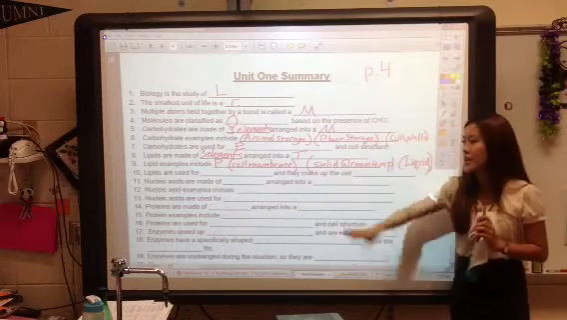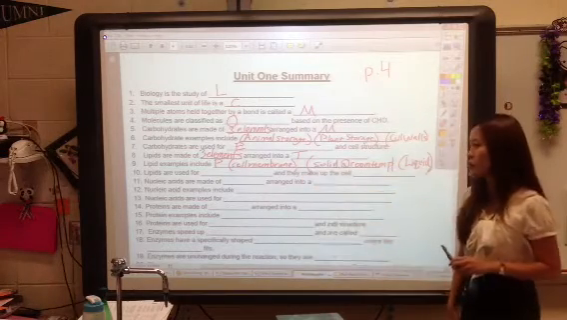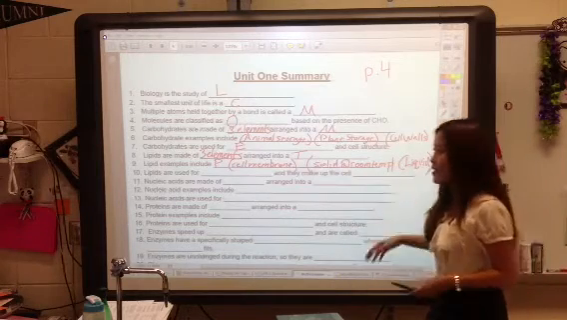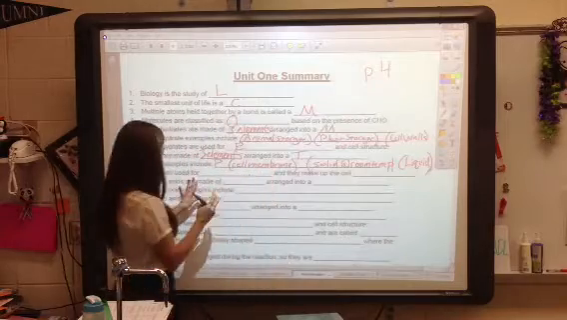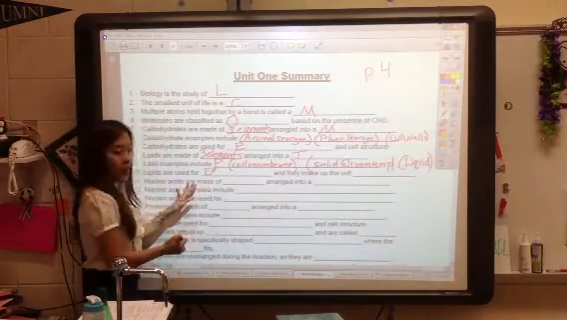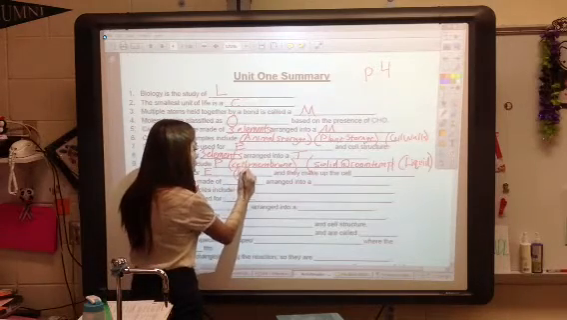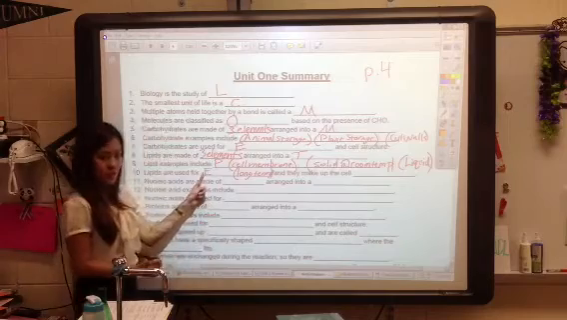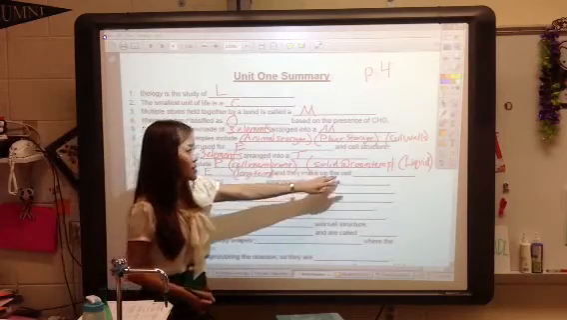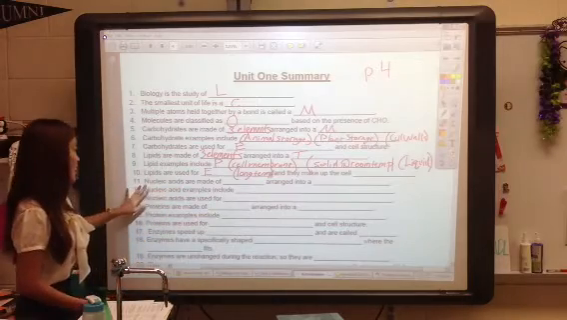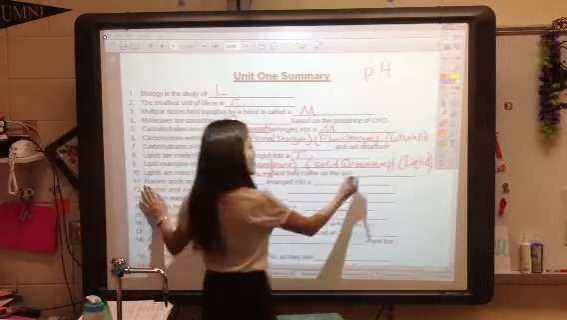Number 10, lipids are used for blank, and they make up the cell blank. So lipids have 2 functions. They're used for something that starts with an E, and we often said that this was long-term E. And they make up the cell, and I think I mentioned that earlier, some part of the cell that starts with an M.